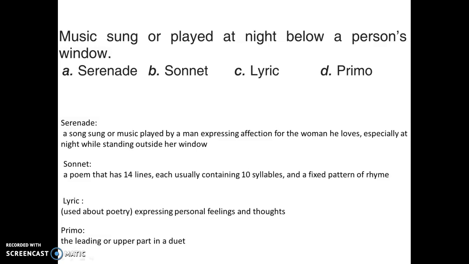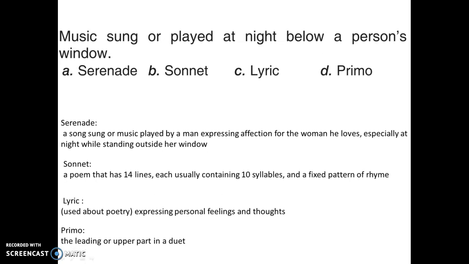The first question we are going to see is: music sung or played at night below a person's window. What is it called? Now as you are in 12th standard, you will be giving your board exam. You might know that a sonnet is a 14-line poem and lyric is what we call lyrics. That is what we know. Its actual dictionary meaning is different, but it is definitely not this. So we are left with an option between these two, serenade and primo.